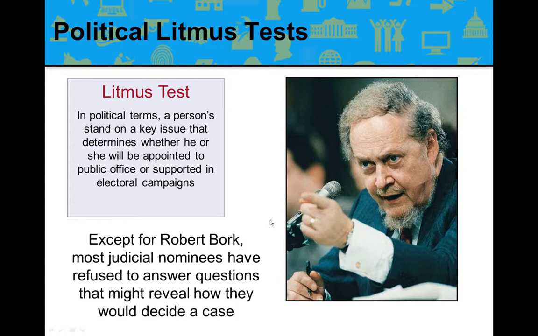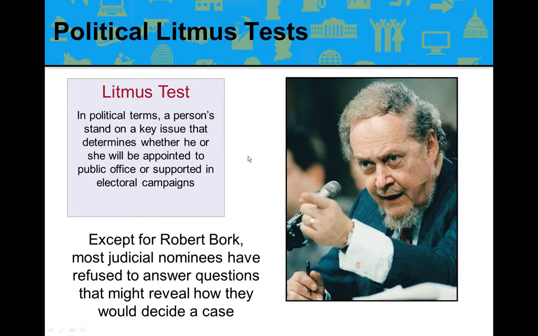Oftentimes, the Senate Judiciary Committee wants to know how they think the justices are going to vote, and this is called a litmus test. A litmus test is just trying to figure out what a person's stand is on a particular key issue and whether or not they're going to be able to carry out their duties with an impartial point of view. So in political terms, a person's stand on a key issue that determines whether he or she will be appointed to public office is a litmus test, all right?